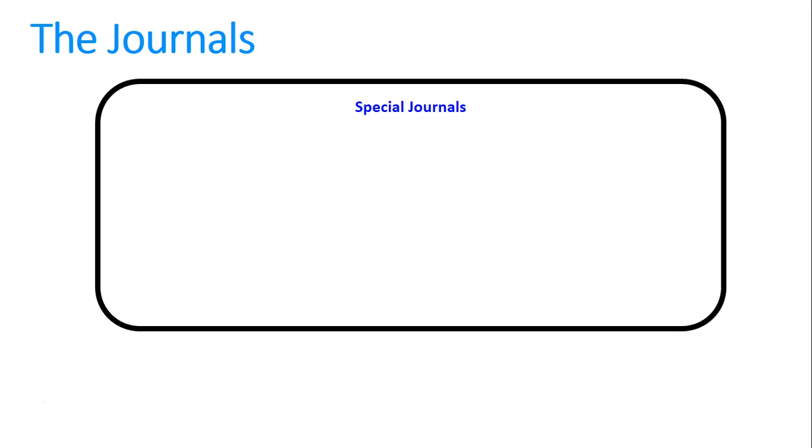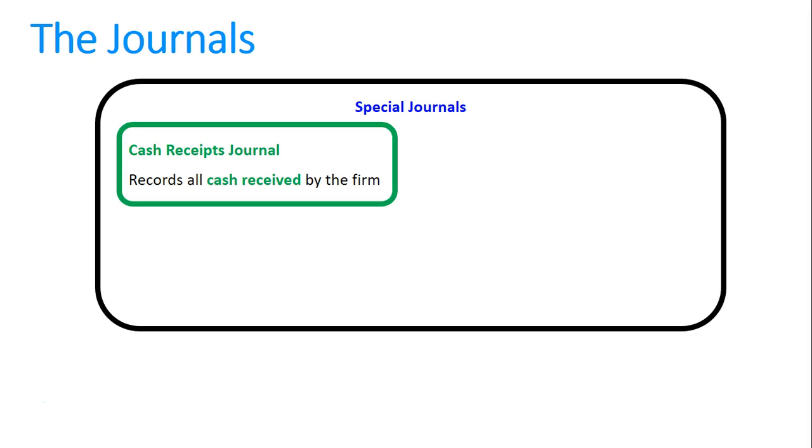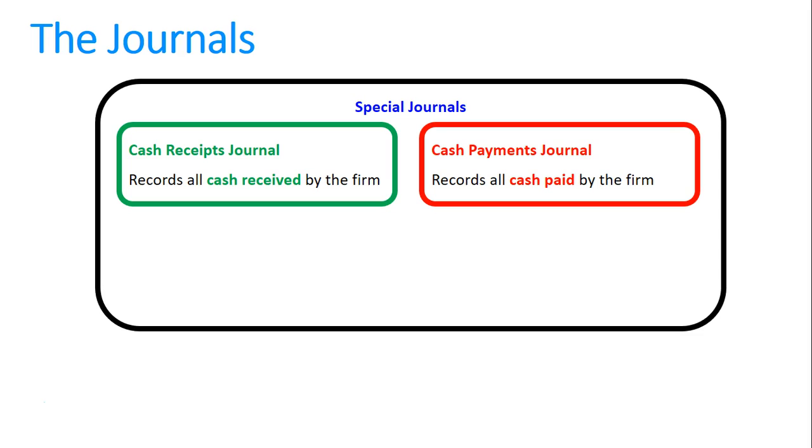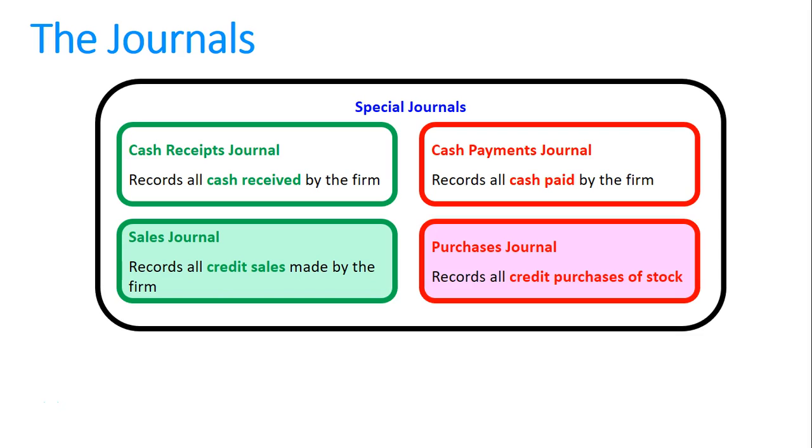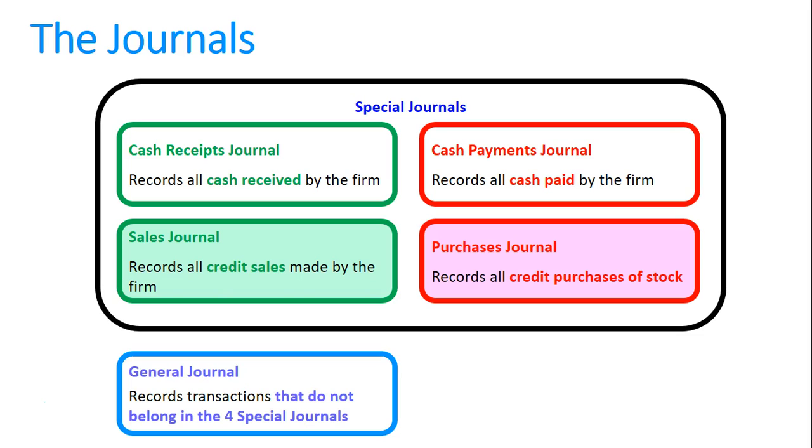Let's have a look at what the background knowledge is that we need to know. We need to know the journals and what they do. So there's 4 special journals. We've got the cash receipts journal for all the money that the firm gets, the cash payments journal for all the cash paid, the sales journal for all our credit sales to customers, and the purchases journal to record all credit purchases of stock. We also have the general journal to catch anything else. So that's going to record all the transactions that just don't belong in the other 4 special journals.